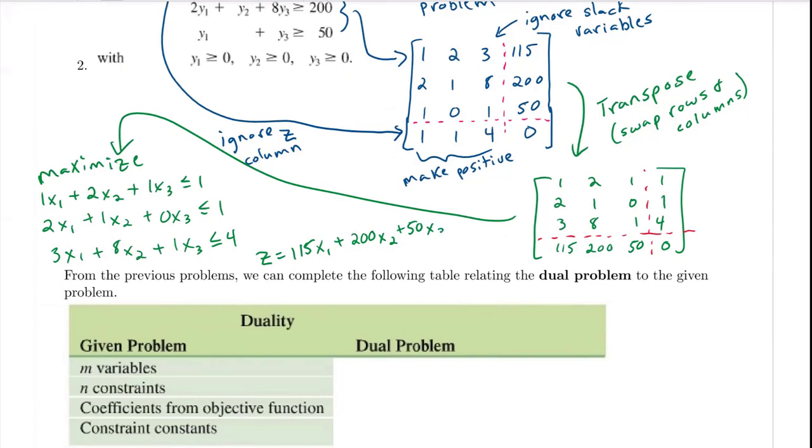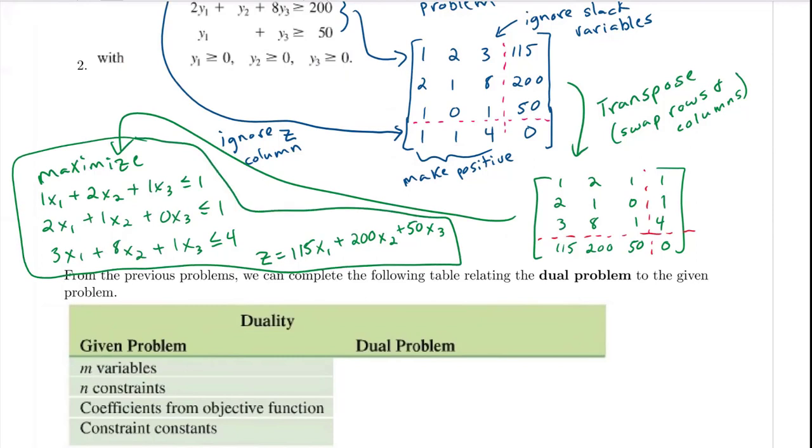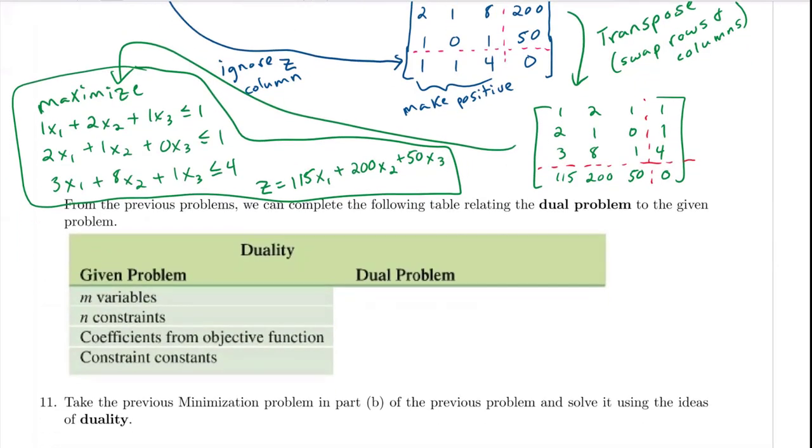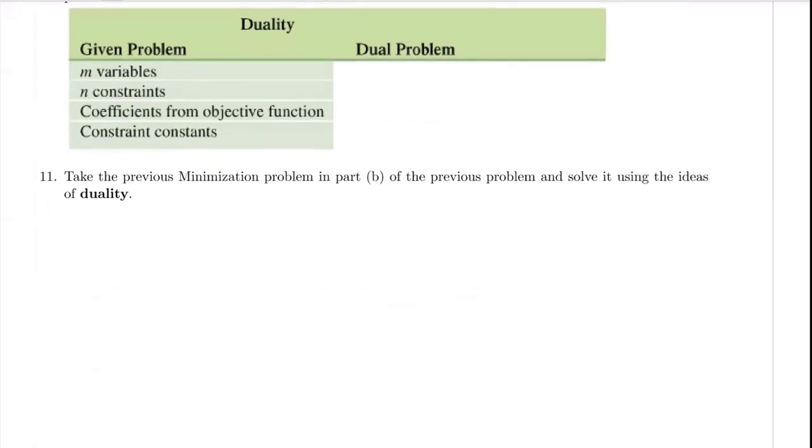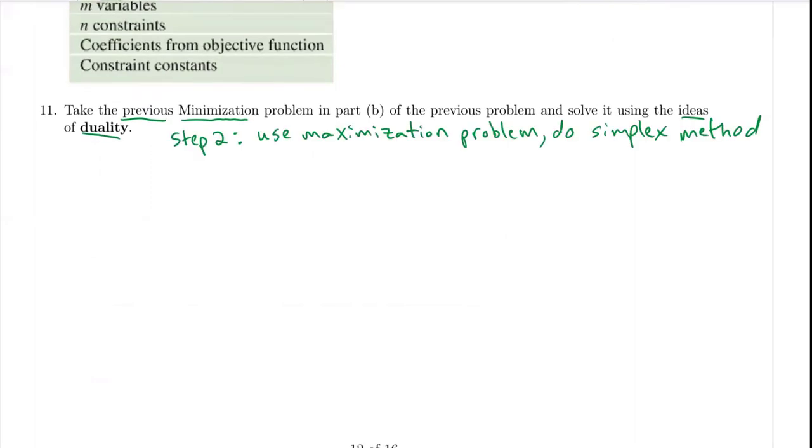I'll finish writing this down. Then what I want to do next is show you how to do the setup for maximizing, which is the simplex method. We've done that quite a few times now in class and through different problems, so that's what you want to set up at this point to finish out the problem. The next problem says to take the previous minimization problem in part B and solve it using duality, which is basically taking the max and solving it with simplex. You can read your answers for the minimization problem after you do that.